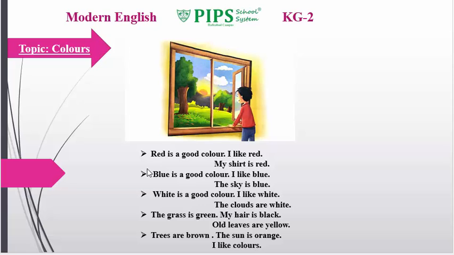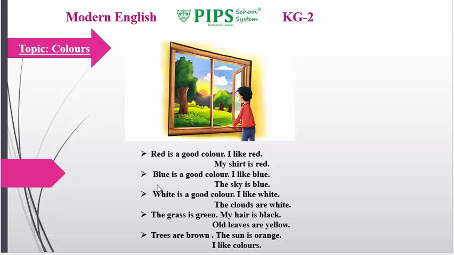Next sentence is: blue is a good color. I like blue. The sky is blue. You can see clearly in the picture the sky has blue color. Here is the spelling of blue.